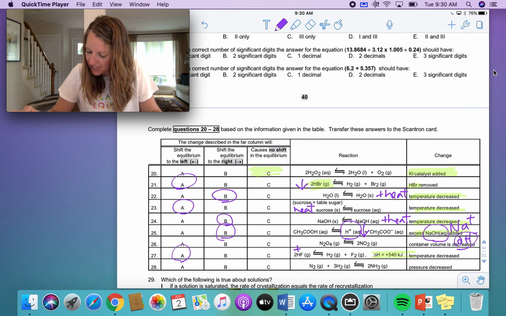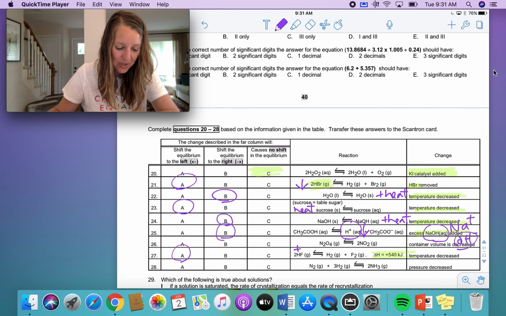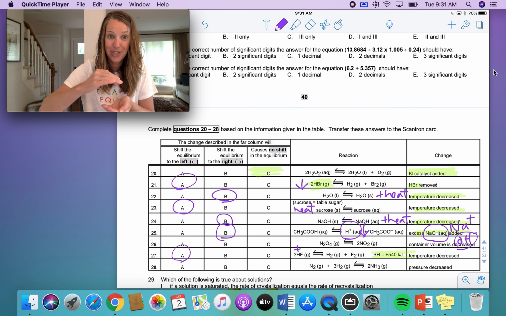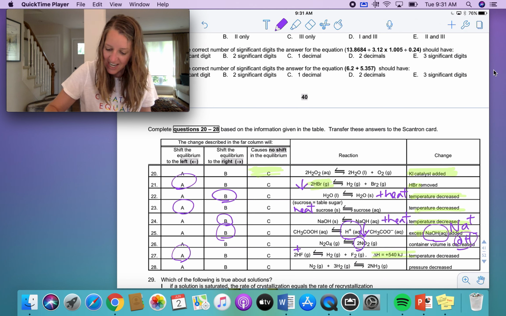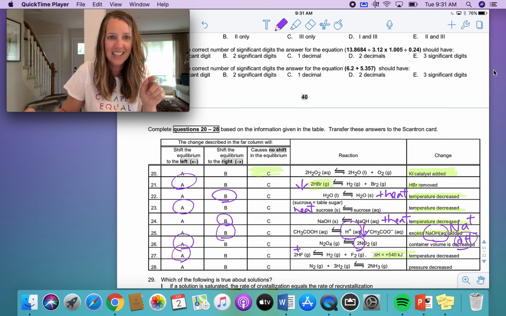The container volume decreasing with my N2O4 and my 2NO2. What's going to happen here? Container volume decrease means increase in pressure. Those molecules are going to move faster and have more collisions, more successful collisions, and go from an area of high concentration to low concentration. So let's have a look at our molar ratios. I've got my big number here. It's going to go from high to low. It's going to shift to the left.